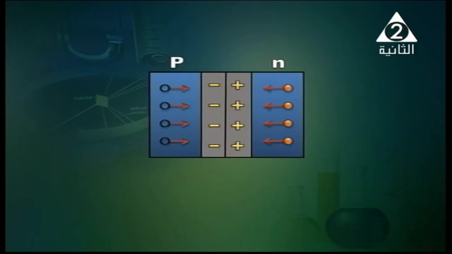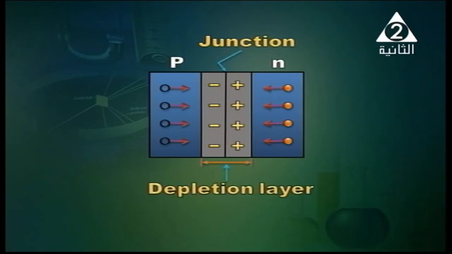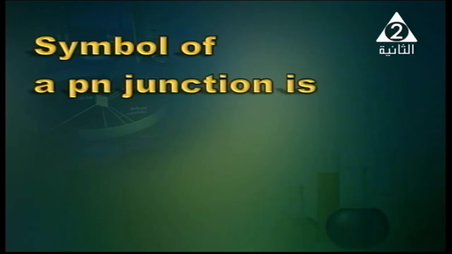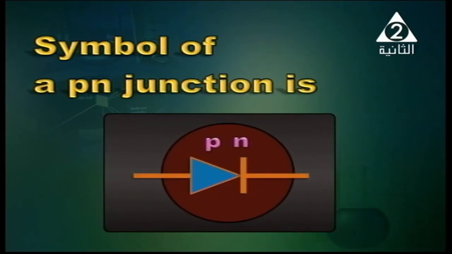And we've got a layer called the depletion layer, and a potential, which we call the barrier potential. Your attention, this layer is very important, and as I said, positive and negative charges are produced, and this means we've got a potential, we call it barrier potential. As a matter of fact, the symbol of the PN junction is shown in front of you.